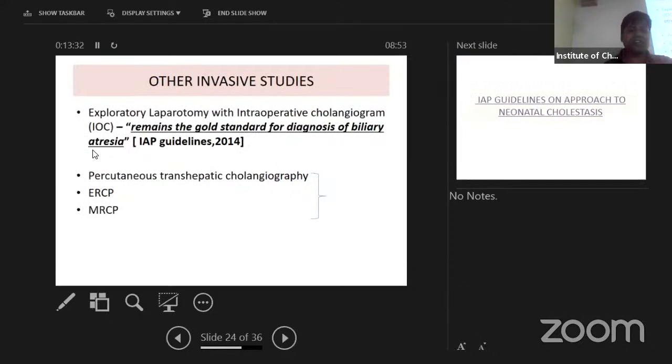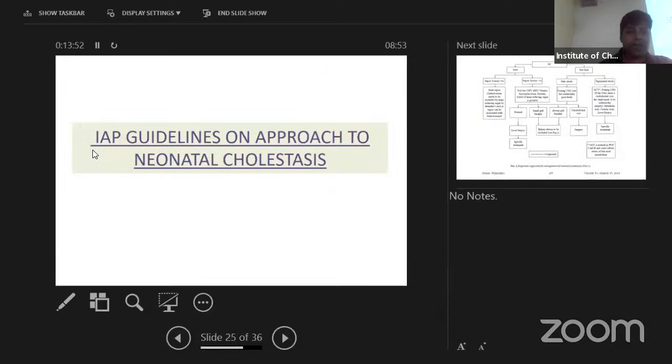Other invasive investigations: exploratory laparotomy with intraoperative cholangiogram is the investigation of choice and remains the gold standard for diagnosis of biliary atresia. Percutaneous transhepatic cholangiography, ERCP and MRCP. IAP guidelines on approach to neonatal cholestasis.